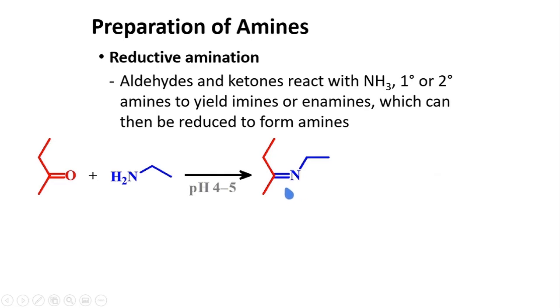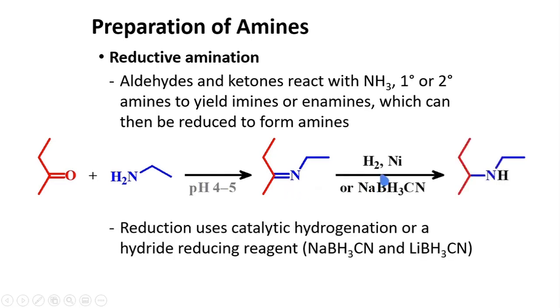This imine can be reduced by catalytic hydrogenation or a reducing agent to form a secondary amine. The typical reducing agent that can be used is sodium cyanoborohydride or lithium cyanoborohydride. These reagents are preferred because they can be mixed together with your amine and your aldehyde or ketone in the reaction mixture.